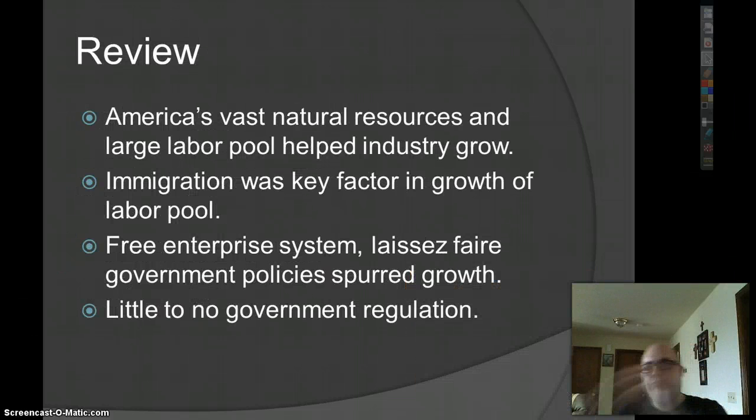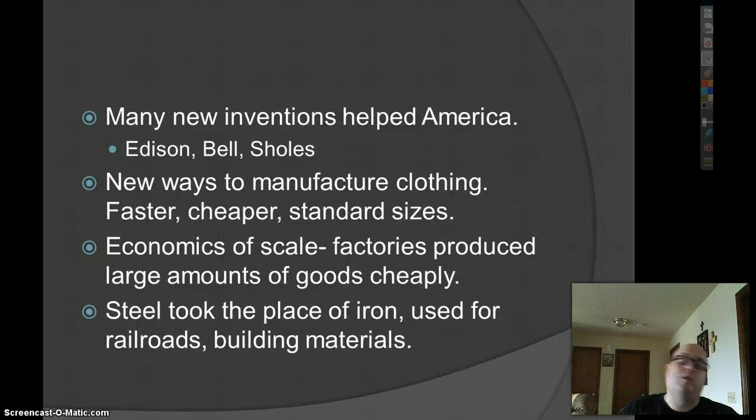All right, and in review of this unit, Section 1, America's vast natural resources and large labor pool help industries grow. Immigration, key factor in industrialization. Free enterprise system allows a fair government, hands off, do whatever you want. We're not going to tell you what to do. Little to no government regulation, which allows businesses to boom and grow. Also allows for corruption and other stuff. So many new inventions helped America. We have Edison, Bell, and Scholes.